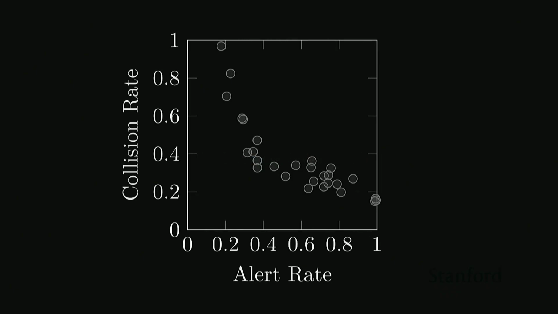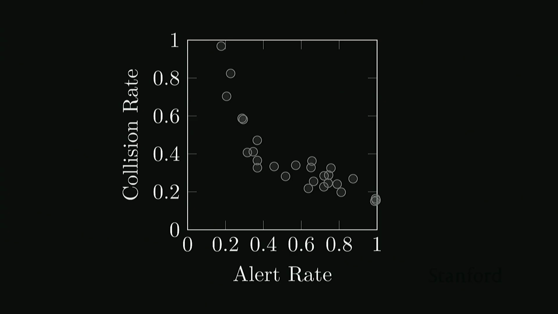Okay, so how do we do this? So here's one super straightforward method. Let's imagine that we're designing a collision avoidance system, and we care about two different objectives. The first is the collision rate. So of course we want this collision rate to be low between aircraft. And the second is the alert rate. So how often do we tell the pilot to take some maneuver to avoid colliding? And so ideally we would have no collisions and also never have to alert the pilot. Of course this is not feasible.